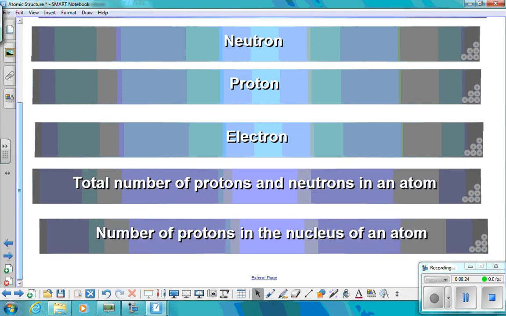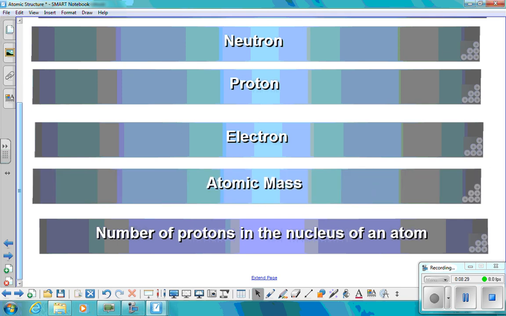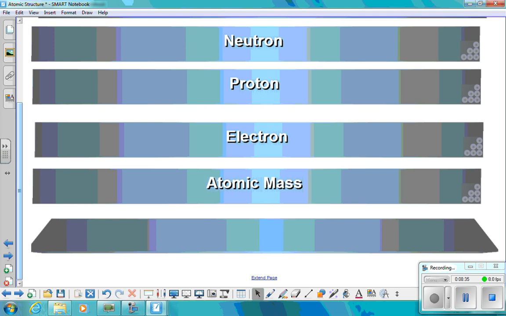Total number of protons and neutrons in the atom. Atomic mass. Number of protons in the nucleus of an atom. Atomic number.